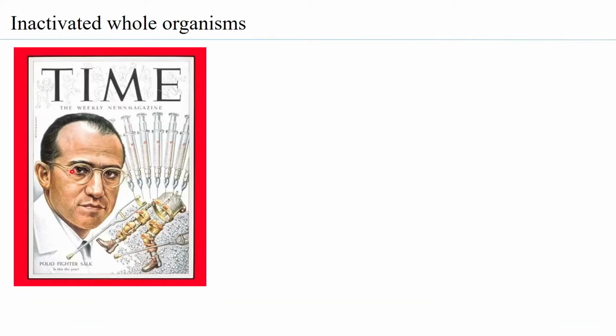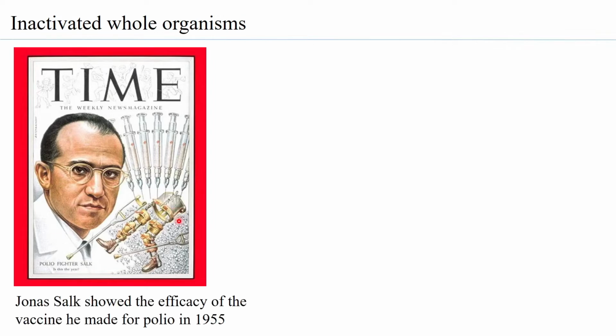Now, Jonas Salk, as you can see in the Time magazine, was on the front page because of his discovery of the polio vaccine. This is telling you that his contribution to bring out a vaccine for polio is just immeasurable. You cannot think of how important a contribution this has been. So he showed the efficacy of the vaccine that he made for polio in 1955.